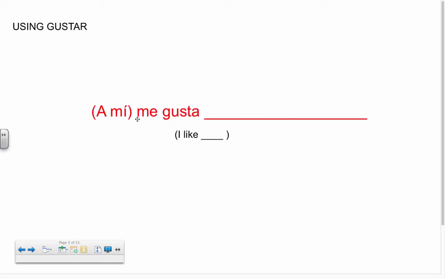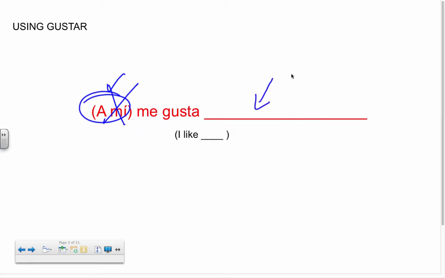So the basic sentence right here is a mí me gusta blank, which means I like. It literally means it pleases me, but in English we don't say that. We say I like in English. This part at the beginning, the a mí, is optional. So with it or without it, it means the same thing. So you can say a mí me gusta or just me gusta.